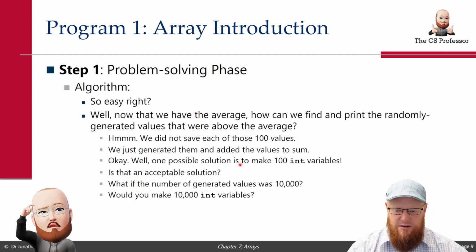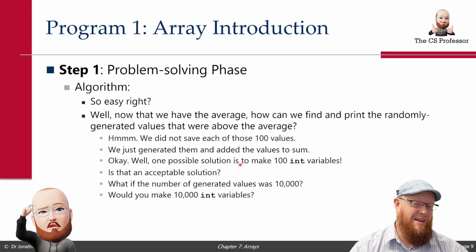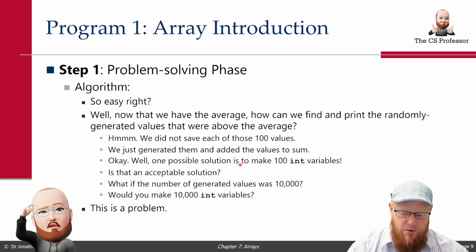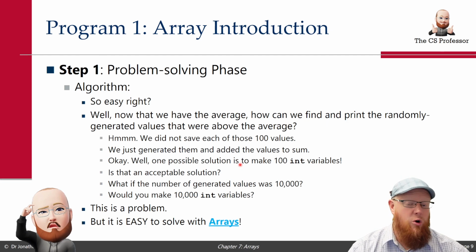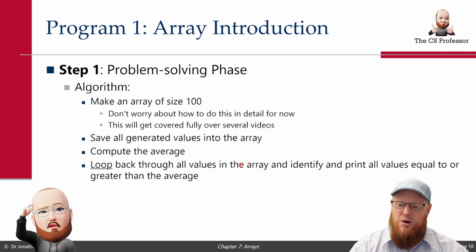But what if we say it's 10,000 numbers? Are we going to make 10,000 integer variables? No, of course not. So it's a problem, but it's easy to solve with arrays or with lists or with array lists in Java. But right now the focus is on arrays. So what do we do? We make an array of size 100. We save all of these randomly generated values into that array. We then compute the average. And then after computing the average, we loop back over the array to identify all of the values that are equal to or greater than the average.